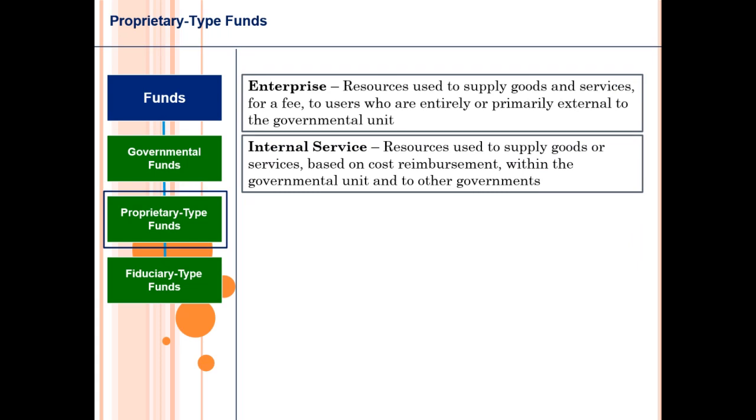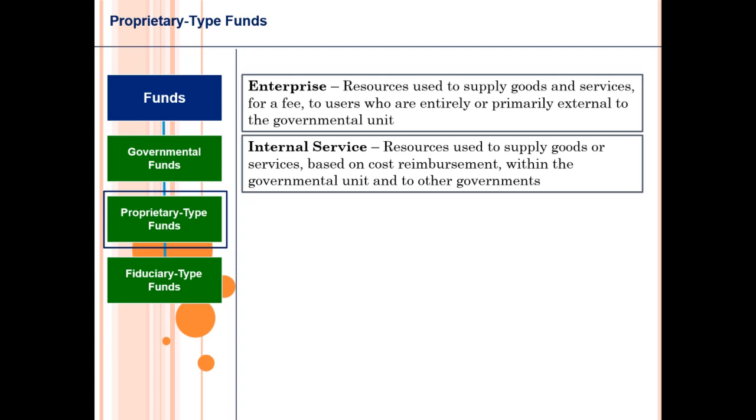Here are our two proprietary type funds. The one thing you'll notice about these is they are business-like. So they use full accrual, just like we learned in business accounting and not-for-profit accounting. The only difference between these two funds is who is the primary customer. So the enterprise fund, we're going to say that the customer is generally some people outside of the government.